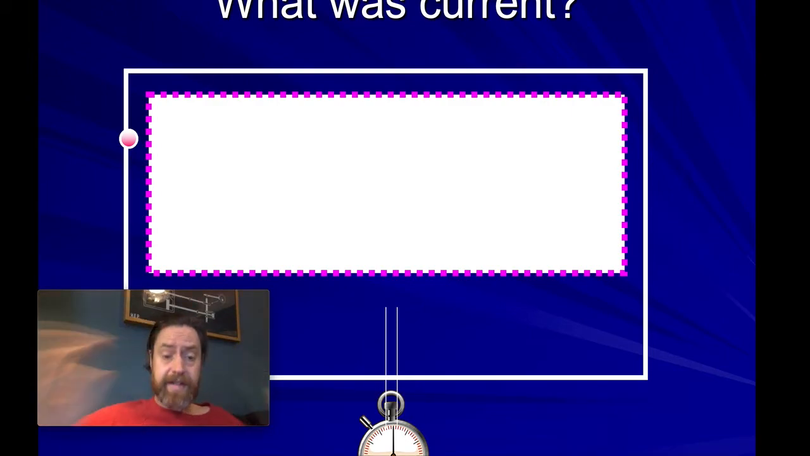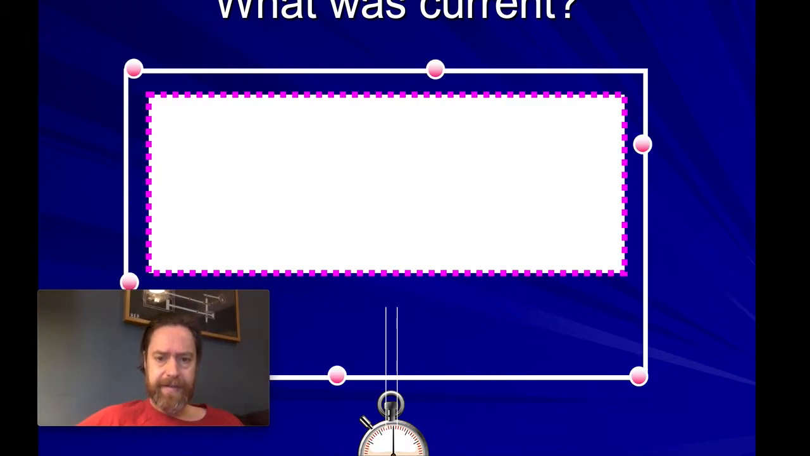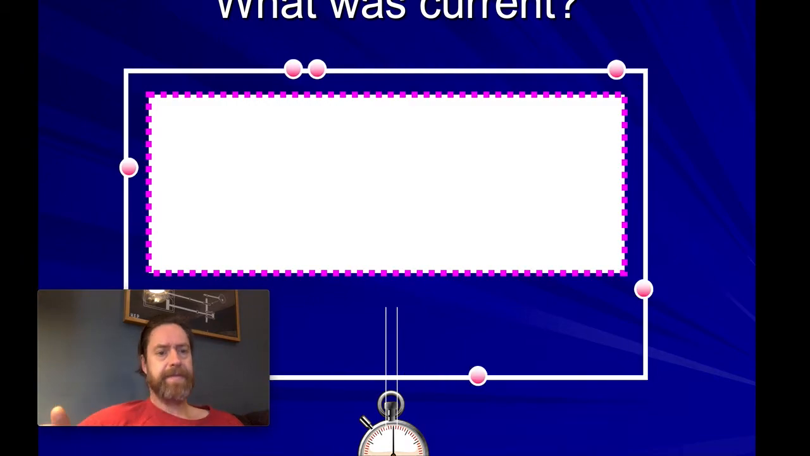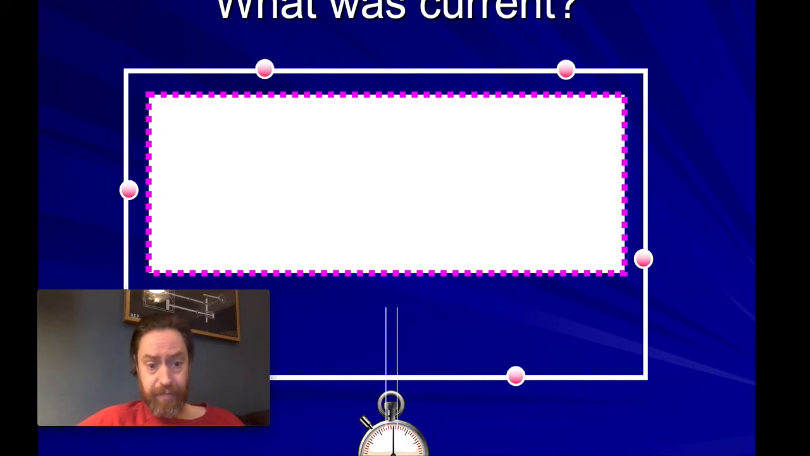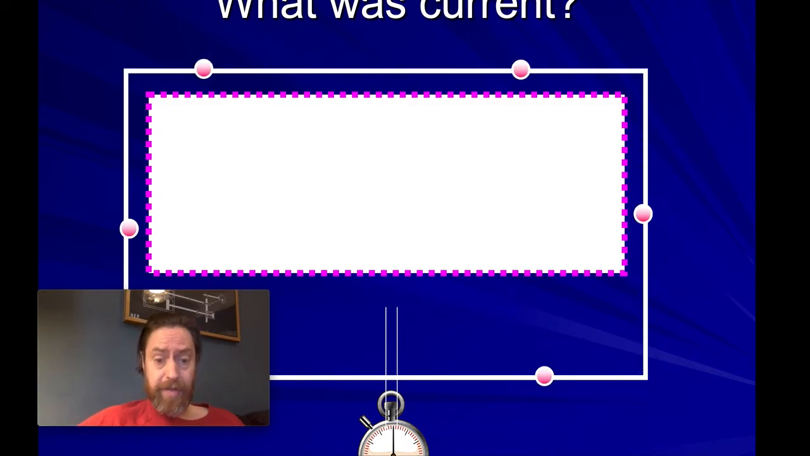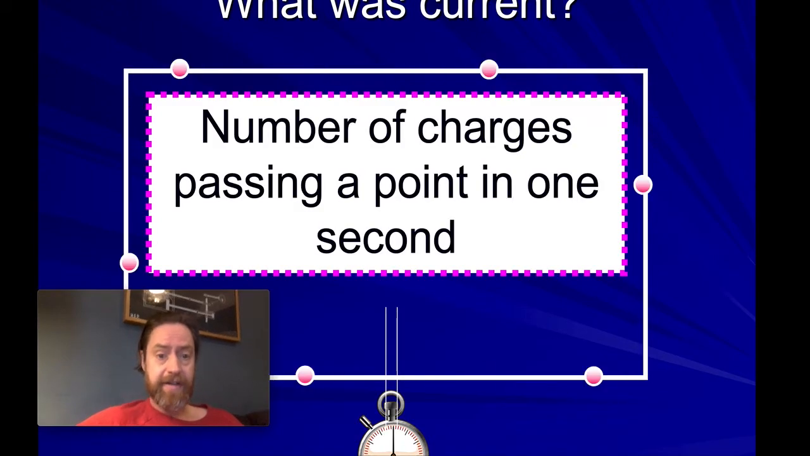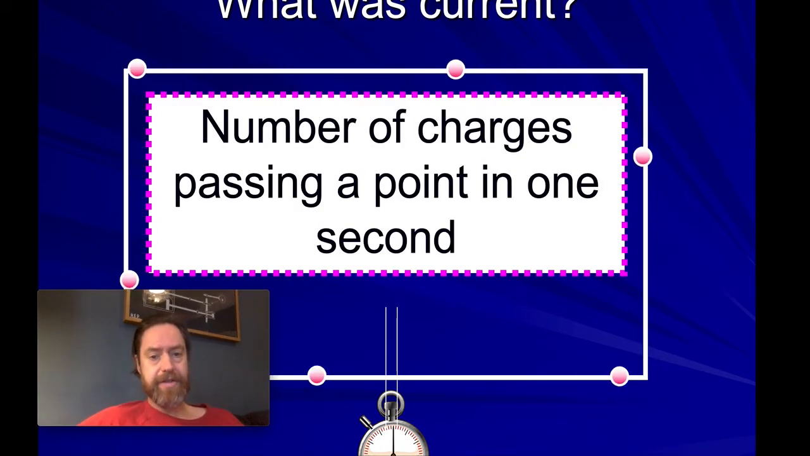Just a little reminder of what current is. Here's my little animation. Each of the red dots represents a charge, 1 coulomb of charge, and current is the number of those charges, or the amount of charge, passing a point in 1 second.